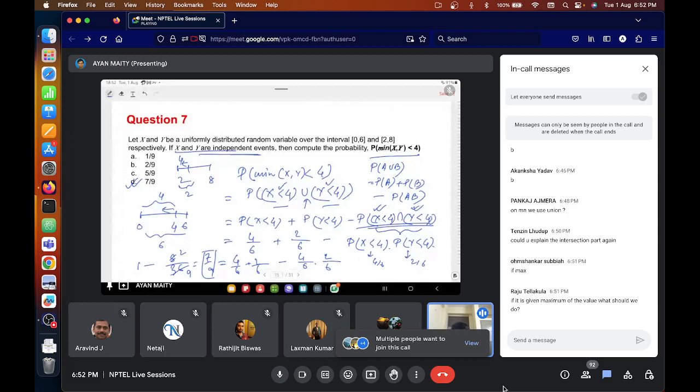So if x and y are independent random variables, then we can separate out these two events, and the probability of the intersection is simply the product of the individual probabilities. So this is probability of x less than 4 into probability of y less than 4. We can replace this intersection by a simple multiplication of the two probabilities, and then probability of x less than 4 and probability of y less than 4 we can find out from the uniform distribution.